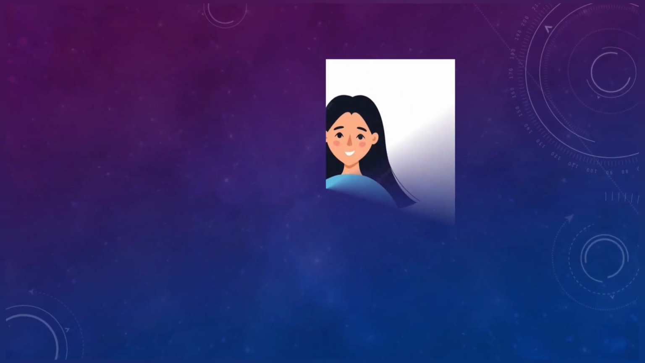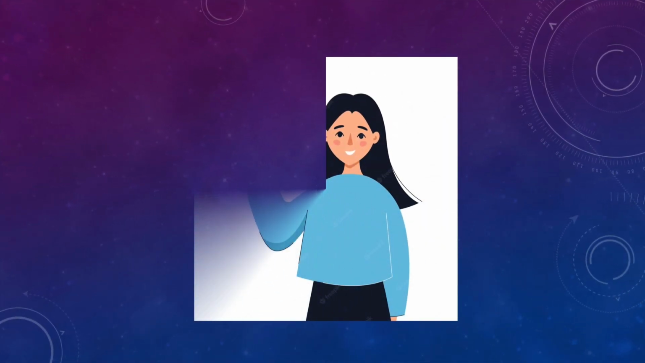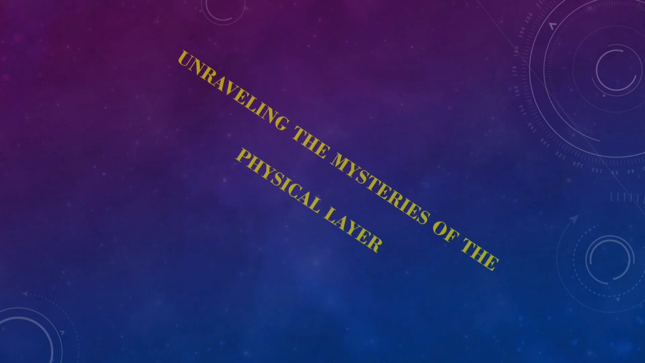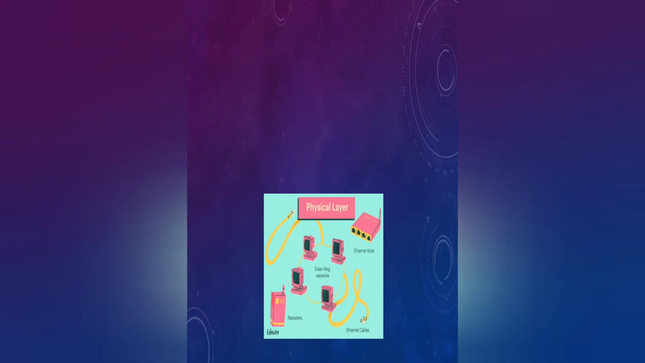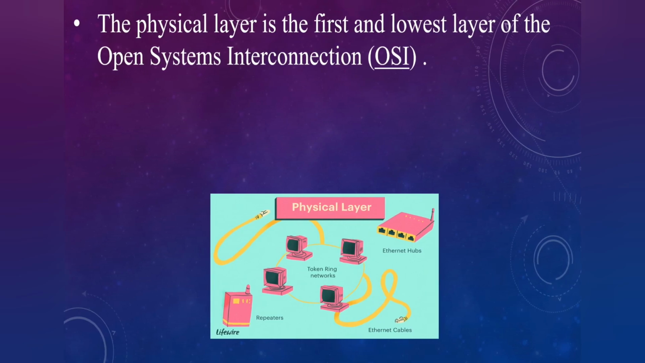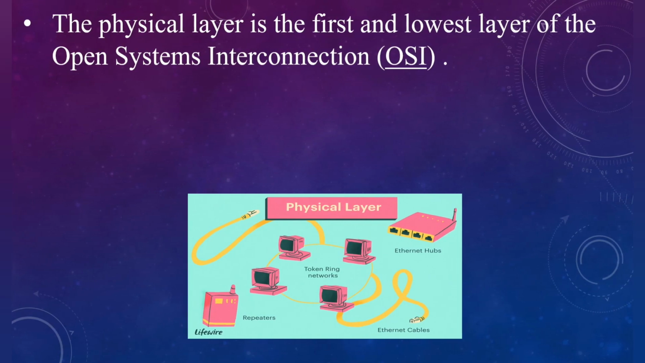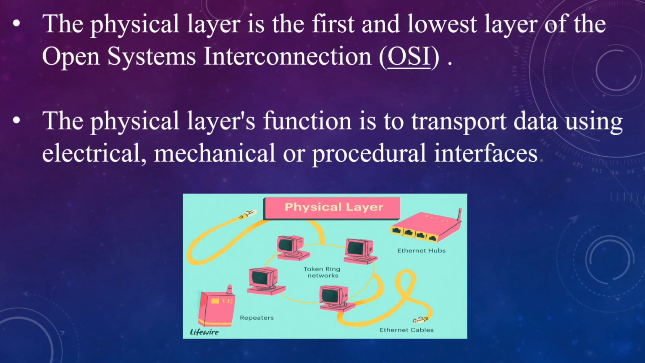Hello everyone. Today we learn an interesting topic, that is unraveling the mysteries of the physical layer. Now tell me, what is physical layer? The physical layer is the first and lowest layer of the Open Systems Interconnection model. The physical layer's function is to transport data using electrical, mechanical or procedural interfaces.